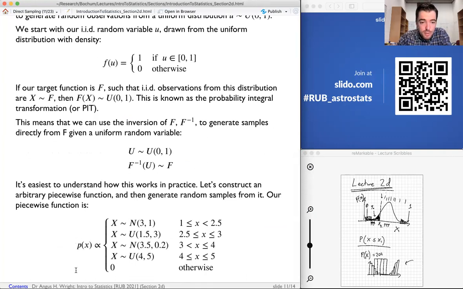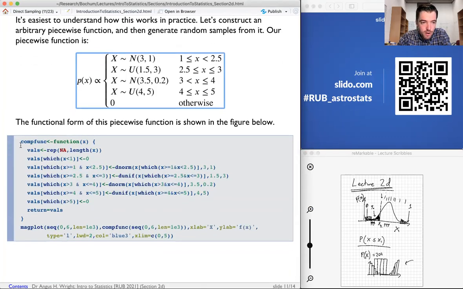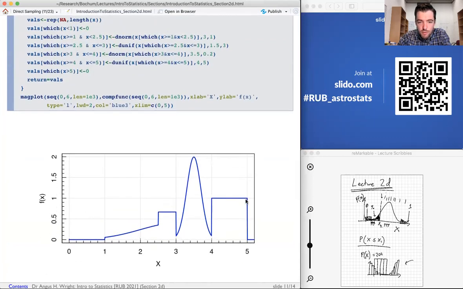Let's create some complicated function, which is a piecewise function that's made up of all these different random bits and bobs. Okay, and let's plot it. So this is our piecewise function. This is how I've coded it up, just as a function, and I then plot it. And this is my piecewise function. It's a bit of a roller coaster. It's got a whole bunch of random bumps and discontinuities and this and that. Difficult to sample from analytically. Okay. I then want to generate IID observations from this distribution using inversion sampling.